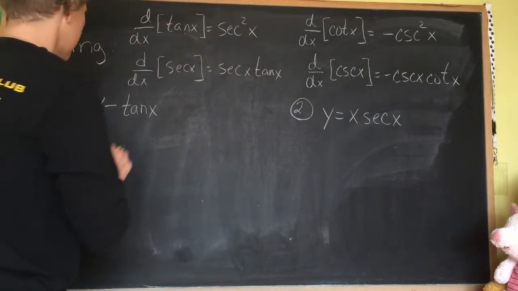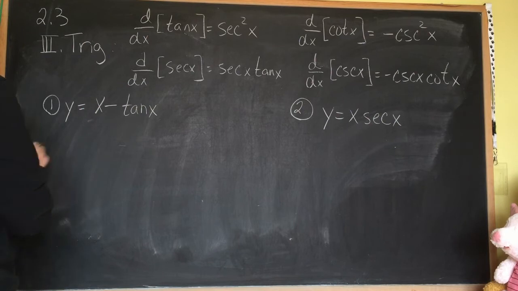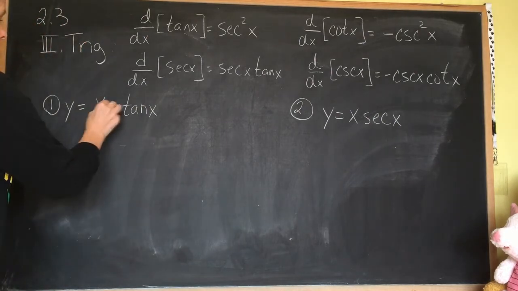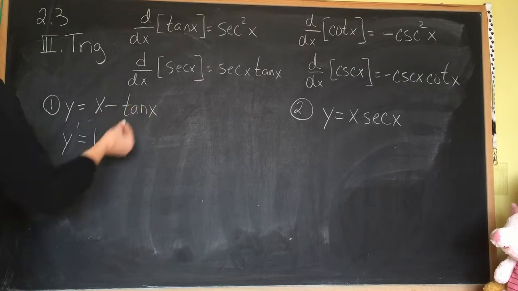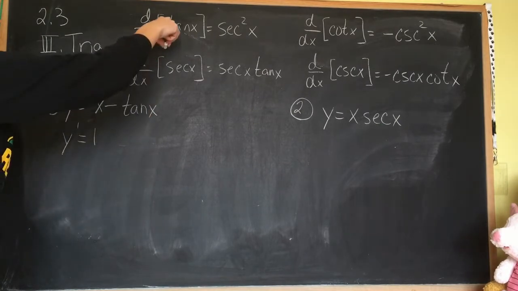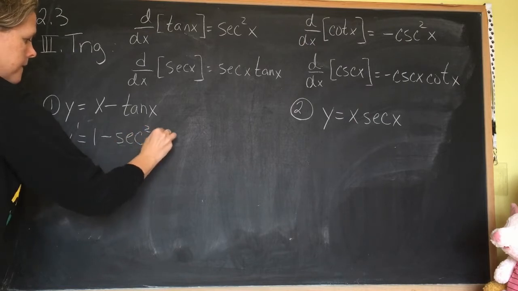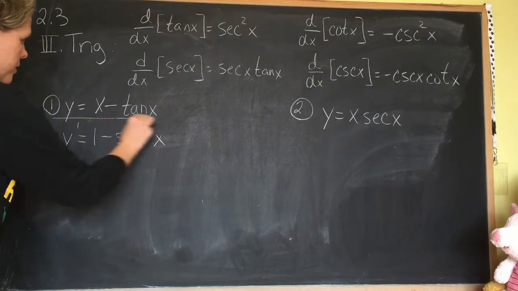3 quick problems. This first one, derivative of x minus tangent of x. There's nothing special about a product rule or a quotient rule, so we're just going to take the derivative of each part. The derivative of x is 1. The derivative of tangent, well, if we go back up here, tangent is secant squared. And then that's it. That's all you have to worry about. So there's your answer to number 1.